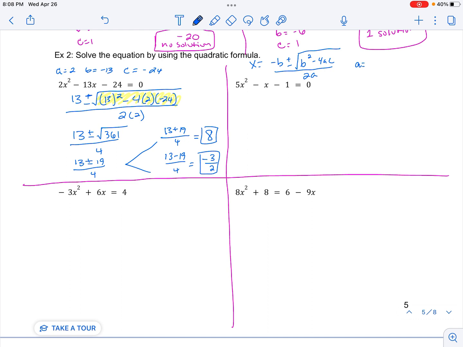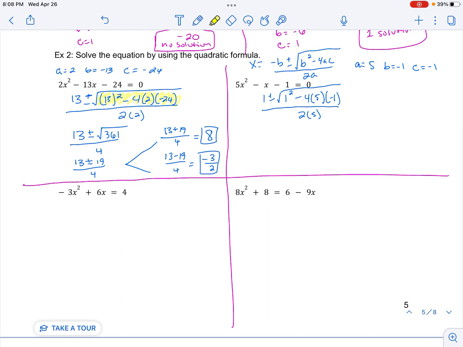A over here is 5. B equals negative 1. C equals negative 1. Once again, just going through and plugging my numbers in and simplifying. So I have 1 plus or minus the square root of 1 squared minus 4 times 5 times negative 1, all over 2 times 5.